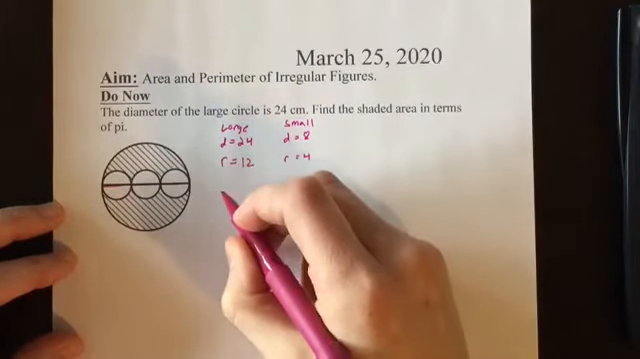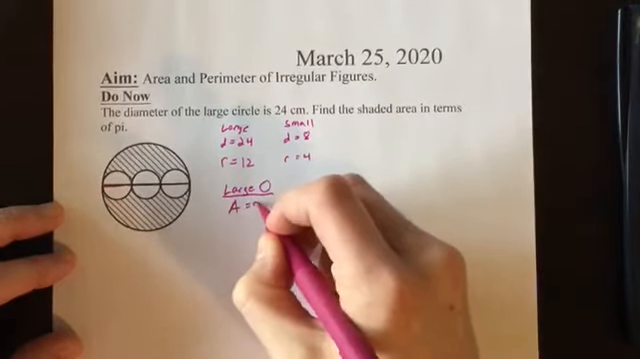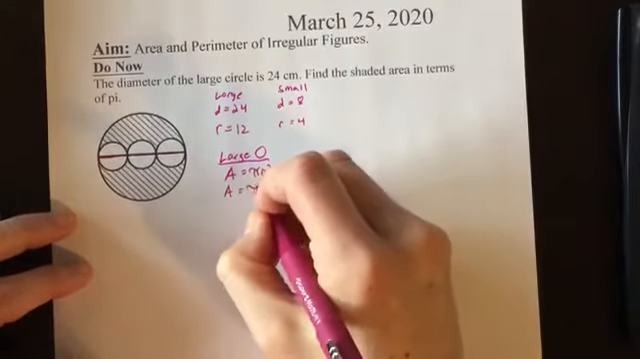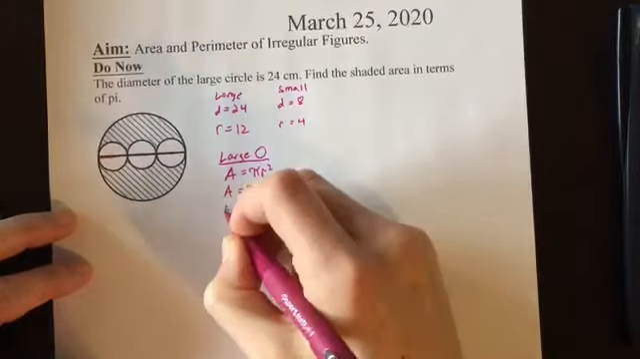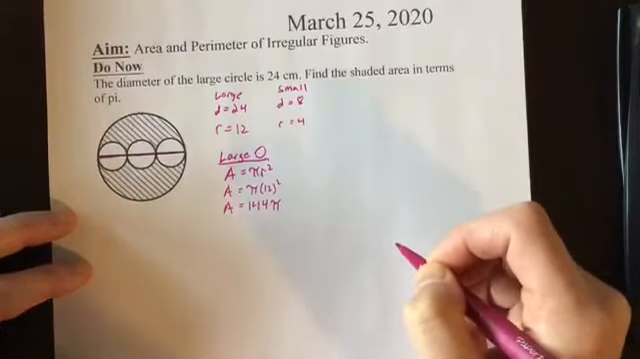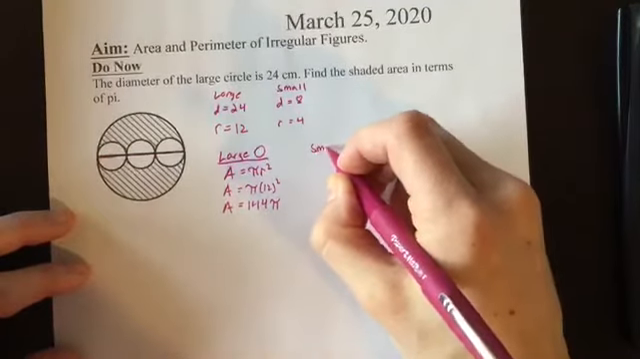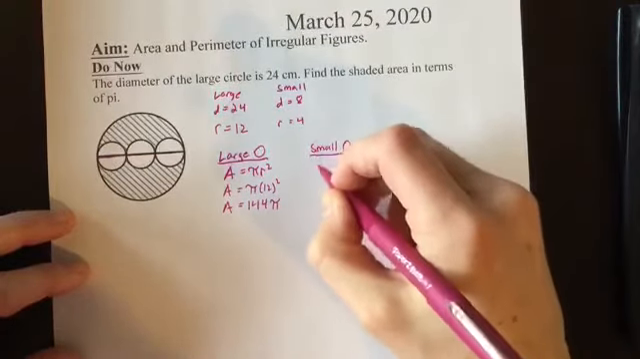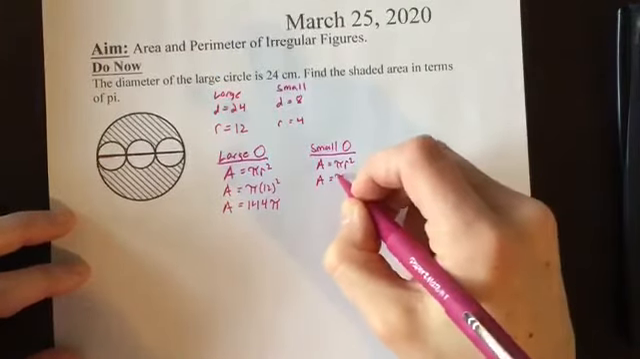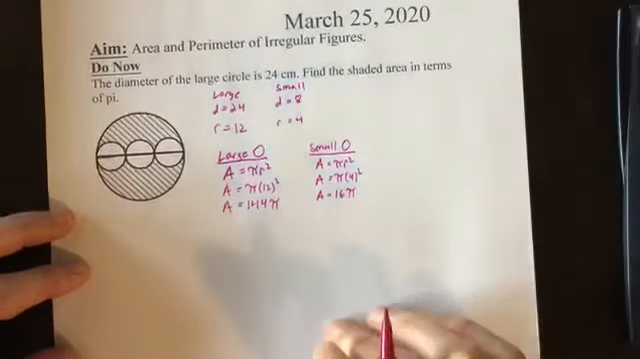So let's start by finding the area of our large circle. We're going to do area equals pi r squared. We said the radius was 12, so 12 squared is 144. So our area is 144 pi. And let's leave that in terms of pi for as long as possible. Now let's find our one small circle. Area is pi r squared. The radius is 4. 4 squared is 16, so 16 pi.